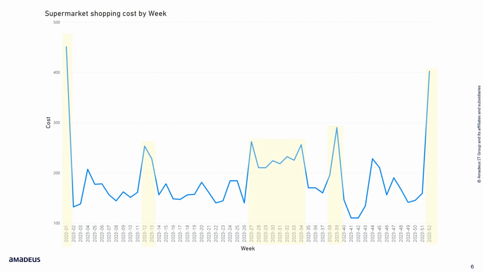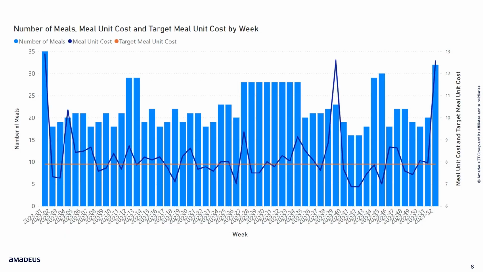What's the value delivered by my shopping at the supermarket? It's essentially food, indeed. How can I measure the food? I can measure the food essentially with the number of meals. This means simply the number of meals is my North Star metric for supermarket shopping. The number of meals is represented on this graph with the blue bars. The blue line represents the meal unit cost computed by the cost of the supermarket shopping divided by the number of meals. I've set myself a target meal unit cost, which is the orange line.